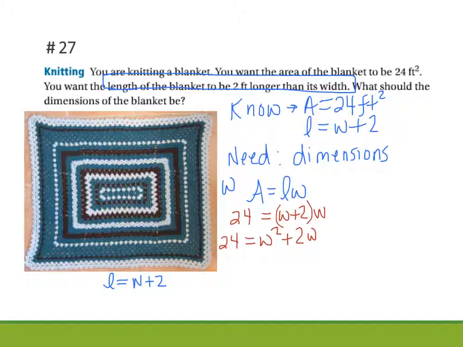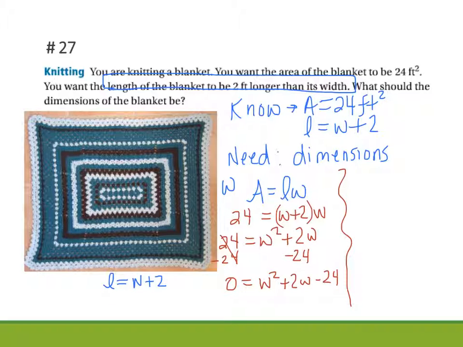Notice how I have a quadratic equation. Well, to solve a quadratic equation, sometimes I can put it in standard form and then factor it. And that's exactly what I'm going to do here. So to put it in standard form, I subtract the 24 from both sides of the equation. And I get a 0 on the left-hand side and W squared plus 2W minus 24 on the right-hand side of the equation.